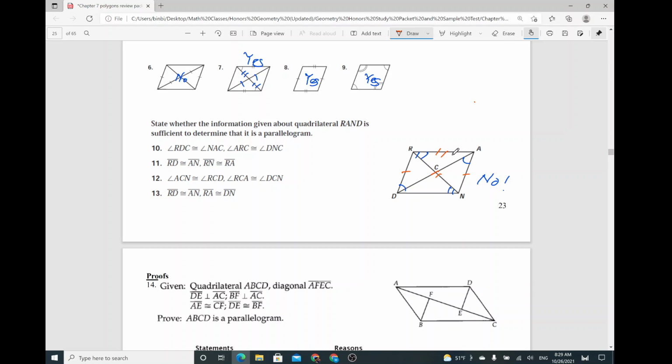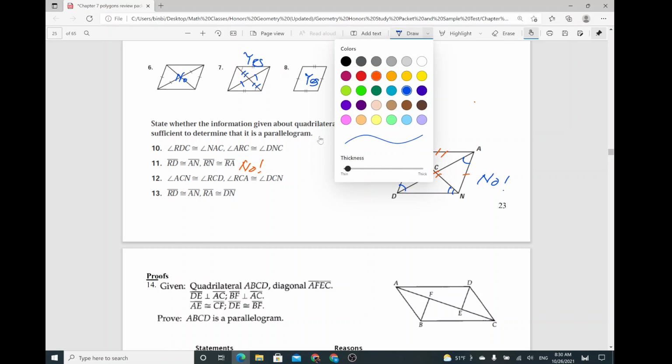Yeah, this one you cannot say that they're congruent, so this one doesn't make sense. It only shows that the opposite sides are congruent, and saying that the diagonal is congruent to one of the line segments of a parallelogram doesn't make sense. So both of them will be no. So this one's no, and also the previous one will be no.